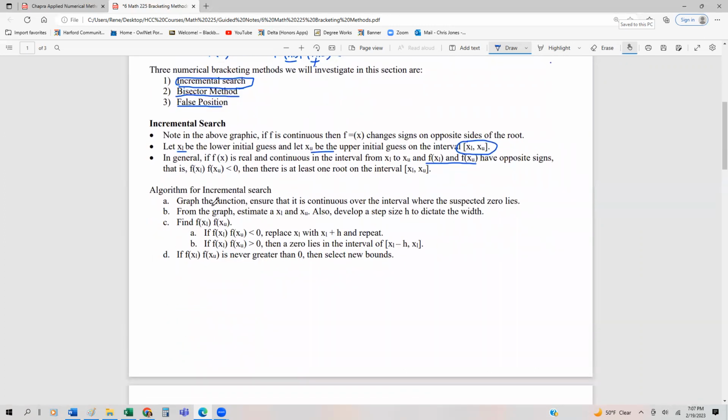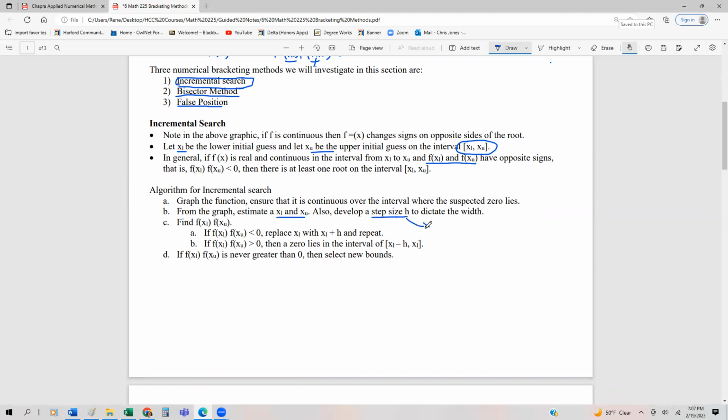So what we're going to do is first graph the function, make sure it's continuous, and then figure out what the interval might be where the suspected zero lies. Then we're going to estimate XL and XU, and then we're going to try to figure out a step size.